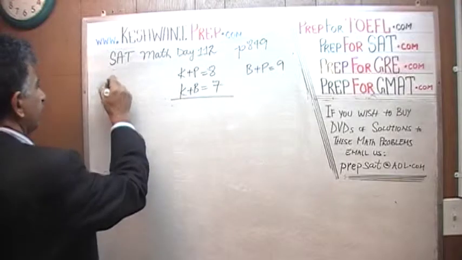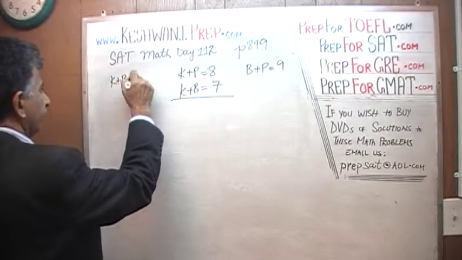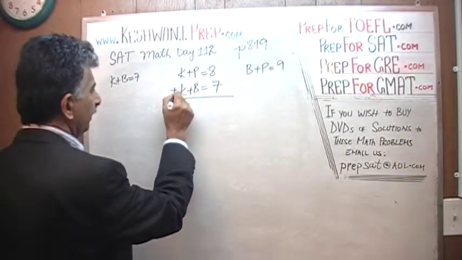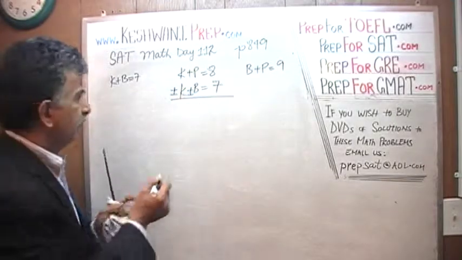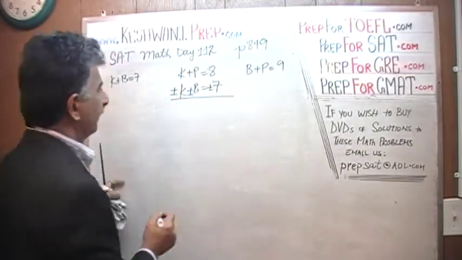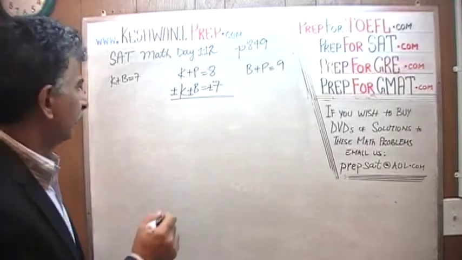Oops, I shouldn't have erased the equation itself. K plus b equals 7. So here positive k becomes negative, positive b becomes negative b, and positive 7 is going to become negative 7. And now we're ready for business.